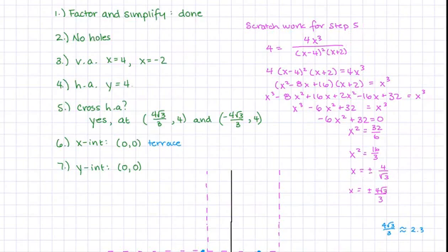And remember, it's crossing at y equals 4. That's how I knew the y-coordinate. So here's the x-coordinate and the y-coordinate. Here's the x-coordinate and the y-coordinate. So I have these 2 places it's going to cross.